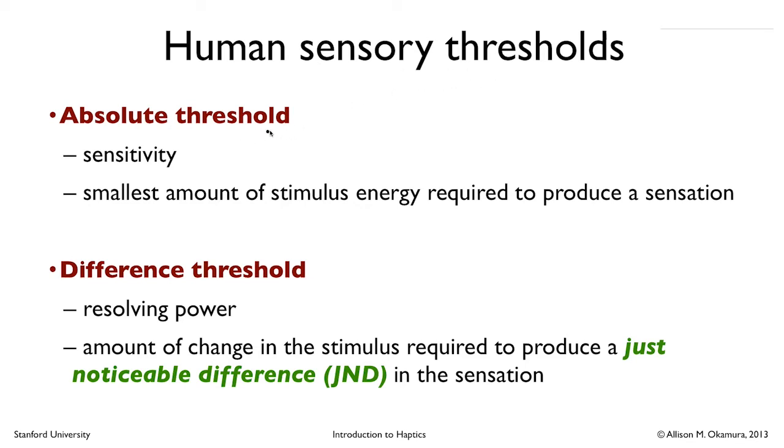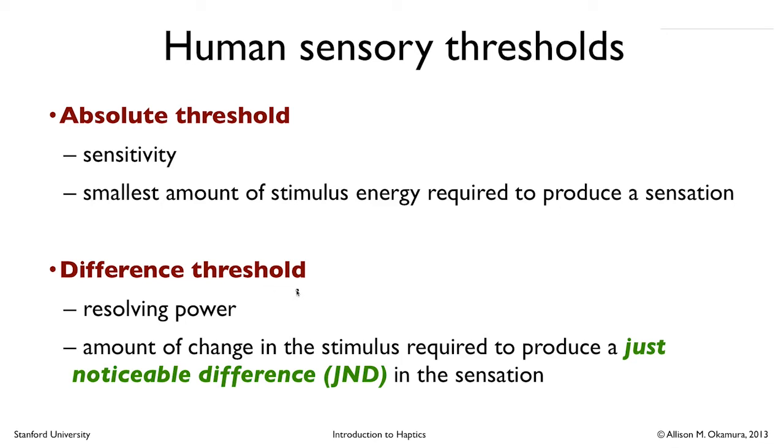One type of threshold is an absolute threshold, which gets to this idea of sensitivity. So you could say, what is the smallest amount of stimulus that's required to produce a sensation? So can one haptic device compared to another haptic device, or one rendering algorithm compared to another one, produce a smaller absolute threshold or more sensitivity for a human operator?